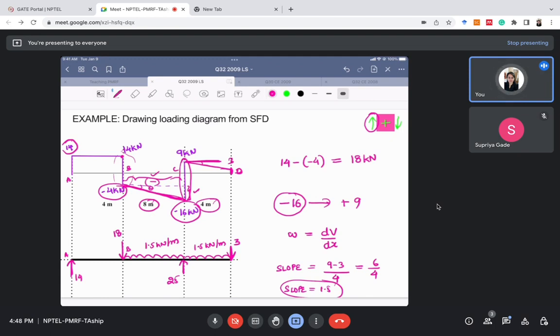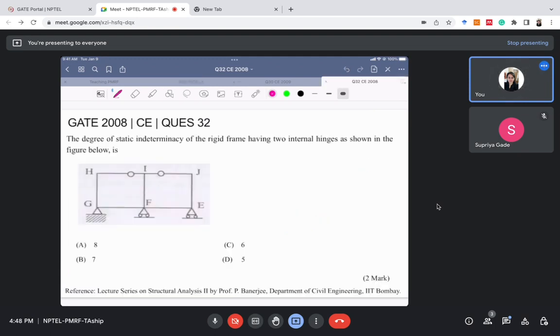I'll discuss another very important thing, that is the degree of static indeterminacy of a structure, especially for a rigid frame. There's a GATE question, number 32 of GATE 2008. In this case, we need to calculate the degree of static indeterminacy of the rigid frame having two internal hinges, as shown in the figure. Before discussing this problem, I would like to discuss how to calculate the static indeterminacy in case of frames.